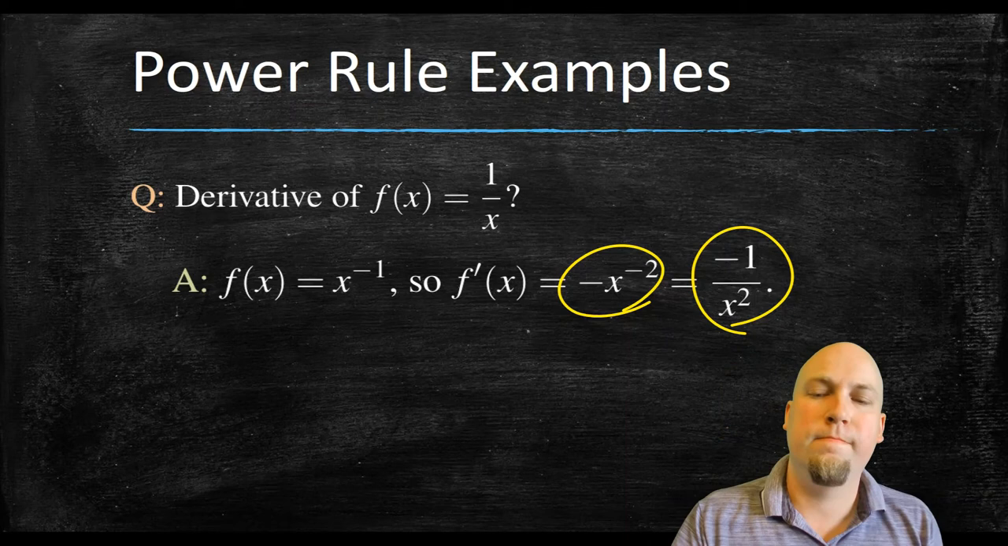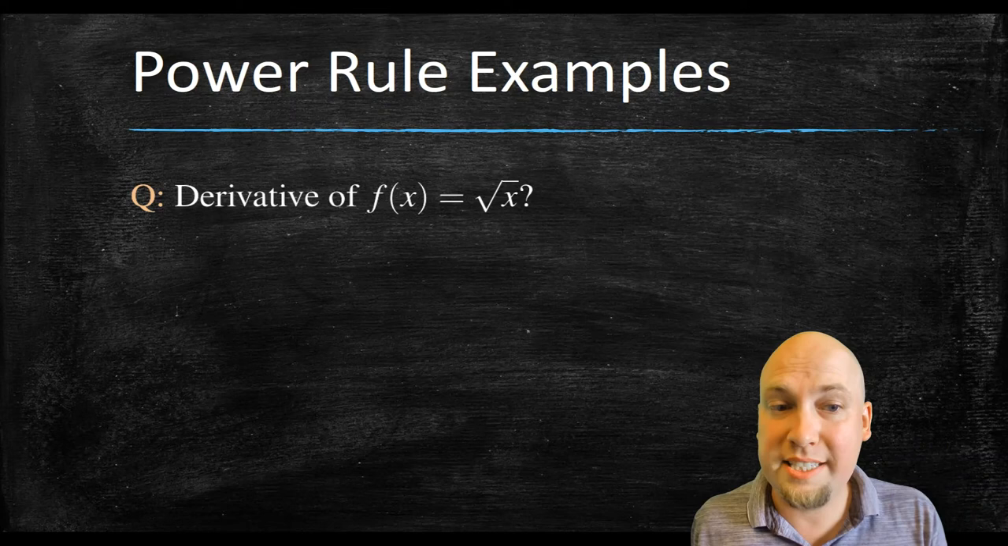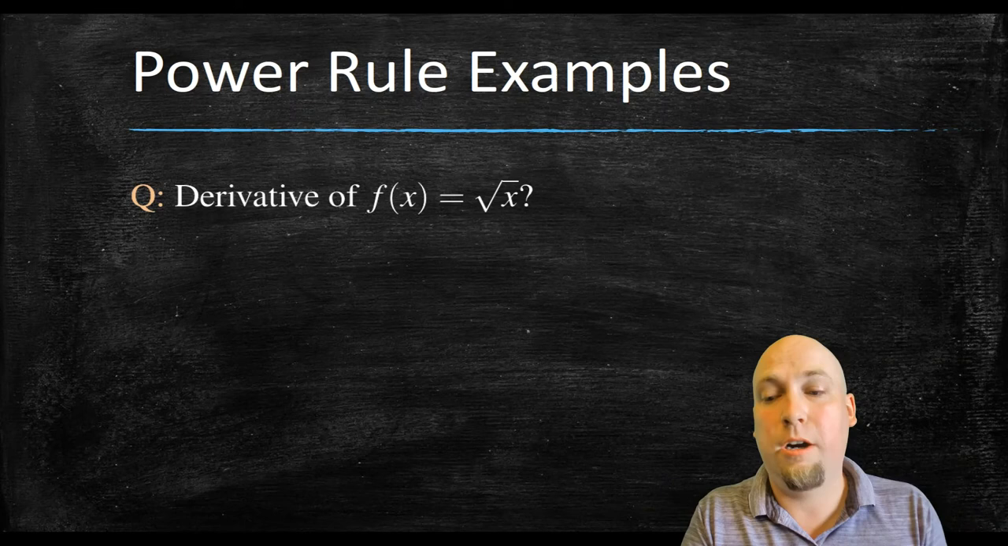All right, another example. What about the derivative of root x? Again, that doesn't look like a power function, but the trick is basically the same as in the previous example. Root of x, the square root of x, remember that's x to the power 1 half. Okay, so it is a power function. We can use the power rule on it, okay?